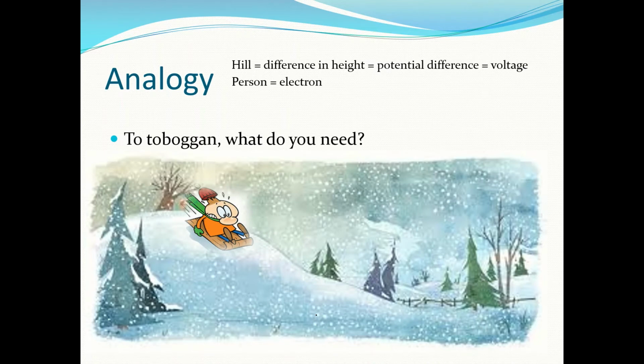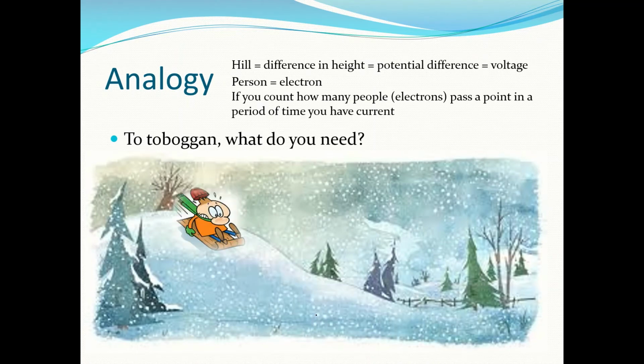So you give your little brother a task. You're like, you know what, little bro? What I want you to do, he's kind of nerdy, is I want you to count how many people go down the toboggan hill every second. And what he'd be measuring is current, right? If you count how many electrons pass a point in a period of time, you have your current. So the hill is voltage. The number of people that pass a point in a certain amount of time is your current, and the person is the electron. Okay?